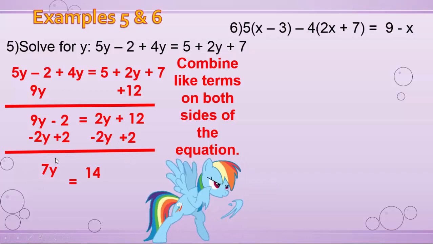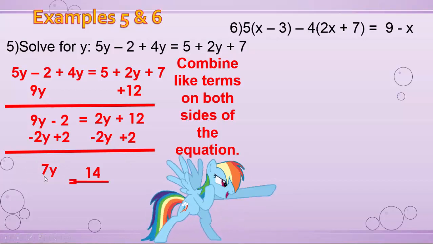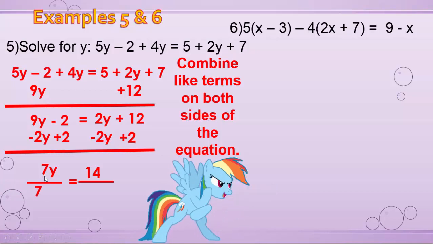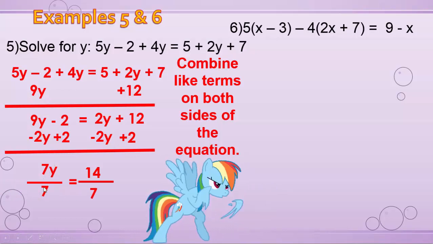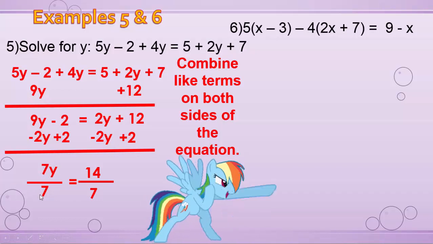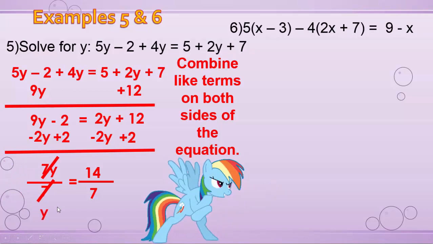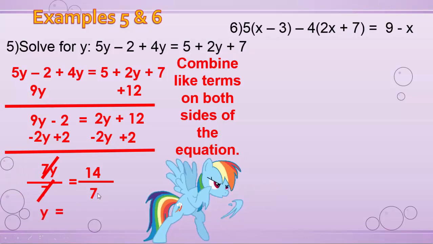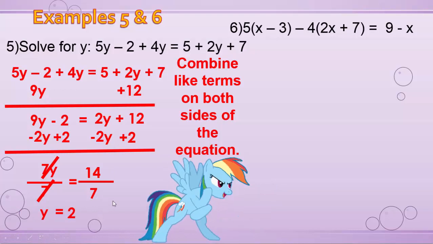Now I still need to isolate the y all by itself, and that means dividing both sides by 7. So if I divide both sides by 7, and here it'll give me 1, which will give me the y all by itself. So there's 1y or y, and then 7 goes into 14 2 times, so that is my final answer.